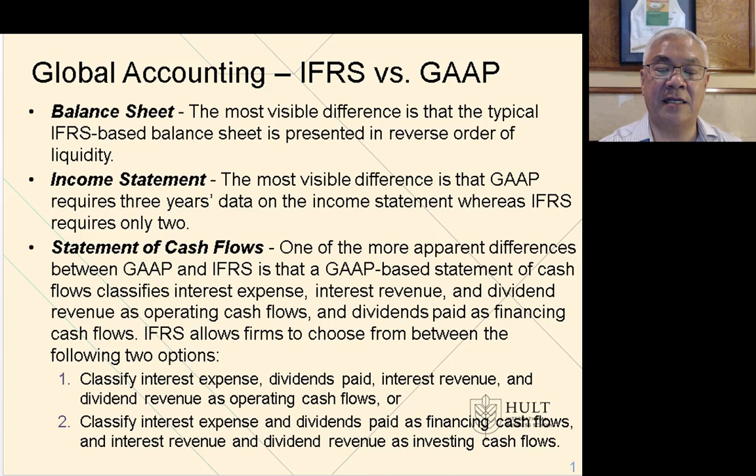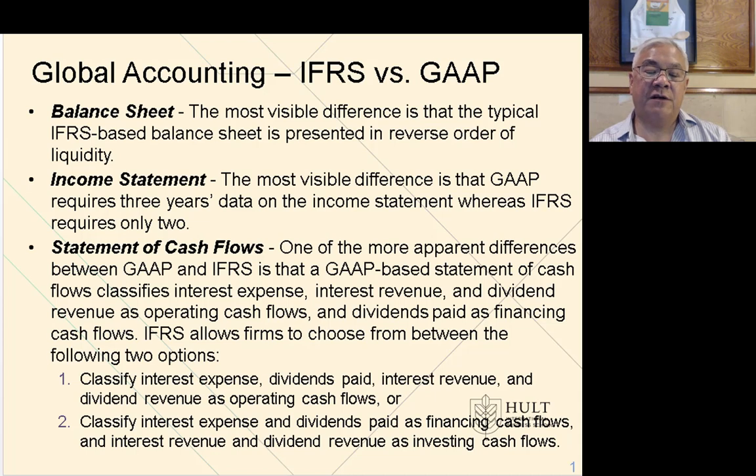Second is the income statement. IFRS requires 2 years of income statement disclosure. GAAP requires 3. I like 5, so neither one really satisfies me as an analyst, but that's just the facts of the difference.